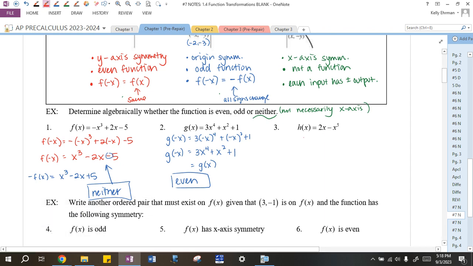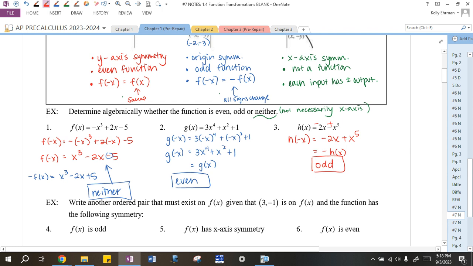And our third one, h of negative x, this is going to be negative 2x. And then when we plug negative x into x to the fifth, we'll get a negative out. So this will become plus x to the fifth. This is the exact opposite of the original h of x, right? This is just h of x with a negative distributed through. So this is an odd function.